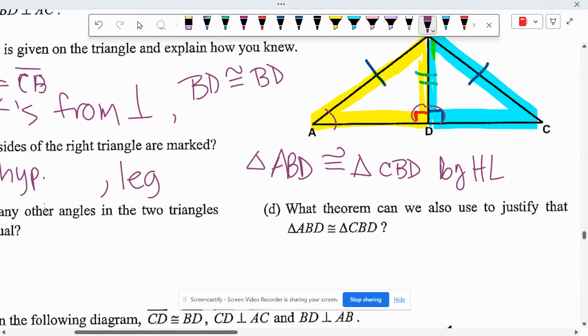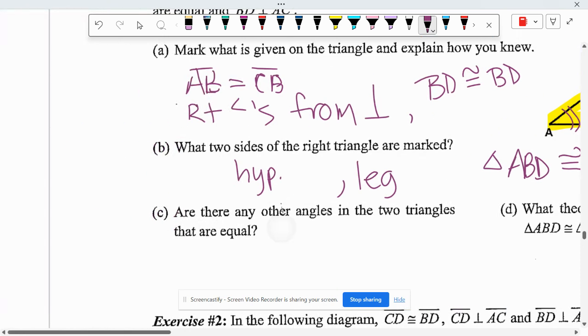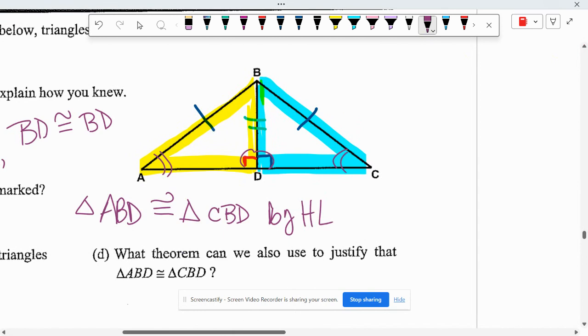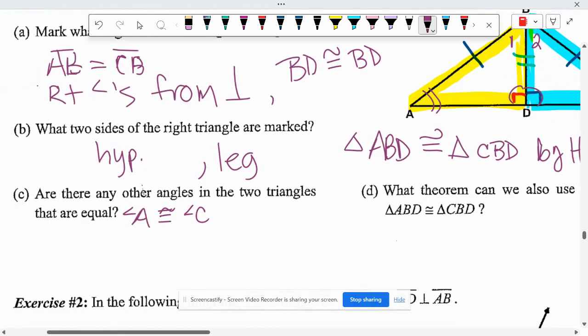Well, what about this angle? Is this angle congruent to this angle? Yeah. If those triangles are congruent to each other, then angle A has to be congruent to angle C. And I'm going to number this one up top because God forbid I have to write a lot of letters. And angle 1 has to be congruent to angle 2. Why is that?